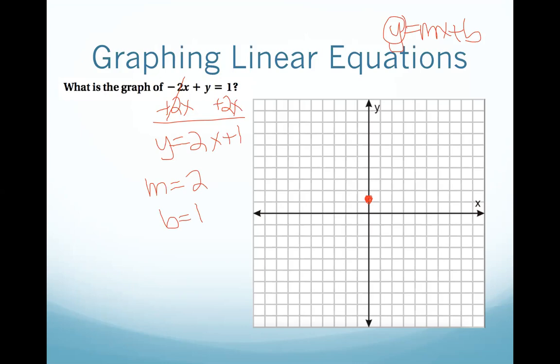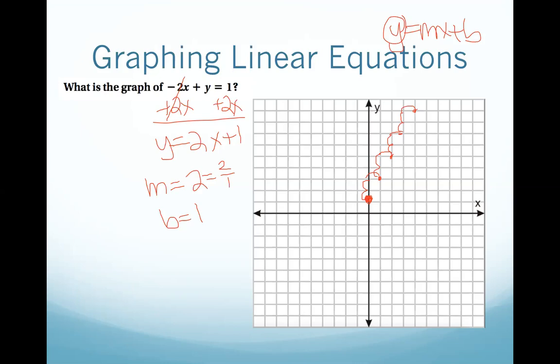From there, I can use the slope. M is 2. That's the same as 2 over 1. Rise 2, run 1. So I go 2 up, 1 over. Now I'm going to keep doing that. 2 up, 1 over. 2 up, 1 over. Okay? Now why do I keep doing that? Well, I want this line to be straight. So if I can keep doing those points, then I can make my line go through all of those points.